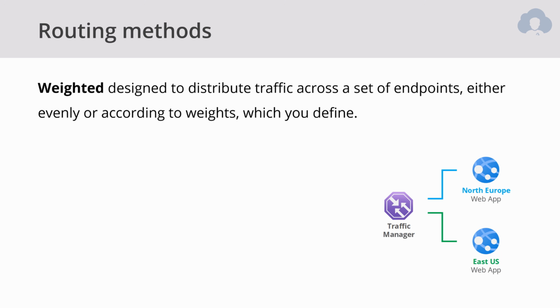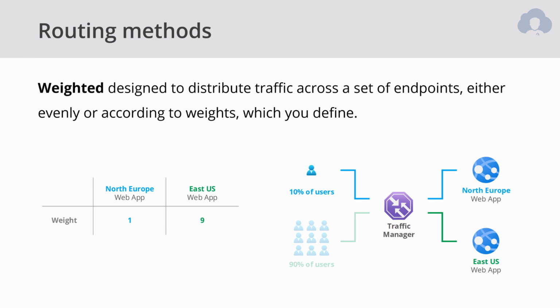The second one is weighted. For each of the endpoints that you have, in a similar example, you establish a weight. That weight is an integer between 1 and 1000, and based on that weight, traffic will be distributed accordingly.